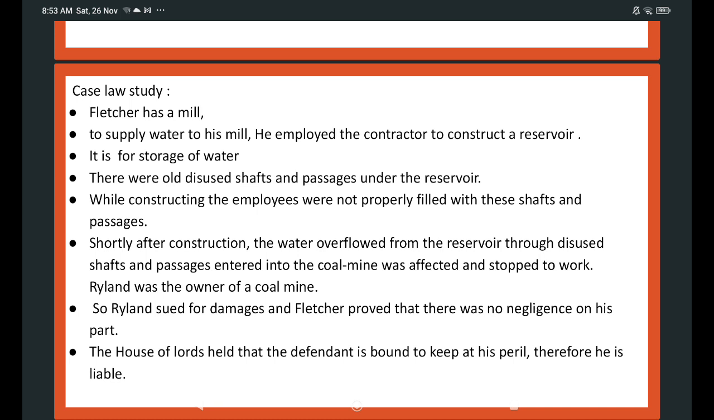Ryland sued for damages, and Fletcher argued that there was no negligence on his part. He did not know of the presence of the disused shafts. He took all precautionary steps as a prudent man can do to prevent any damage. He pleaded that construction was handed over to an independent contractor and he was not aware of it. He is not liable. He contended that the flood from the reservoir was an act of God and it could not be foreseen by an ordinary person.